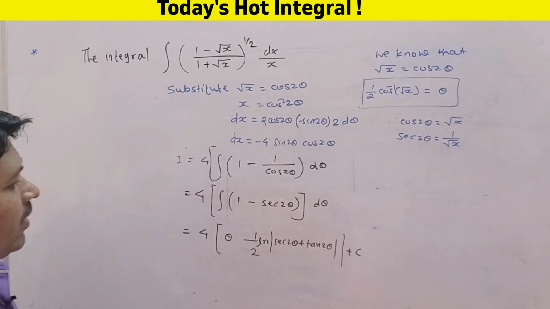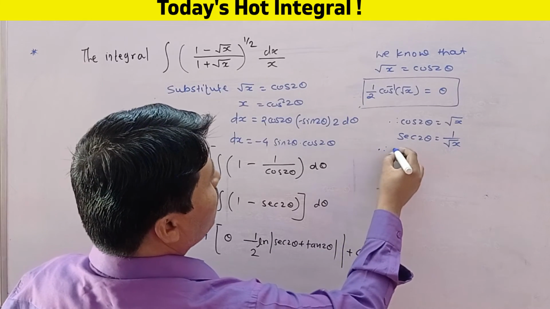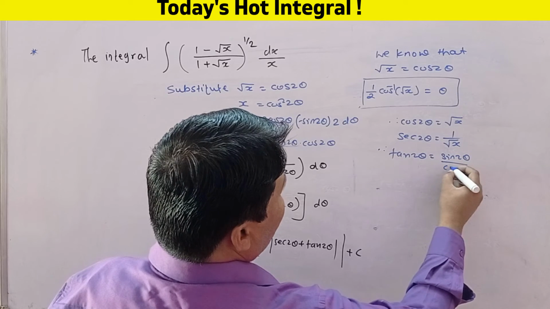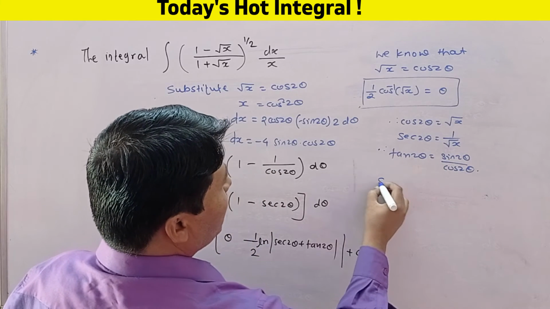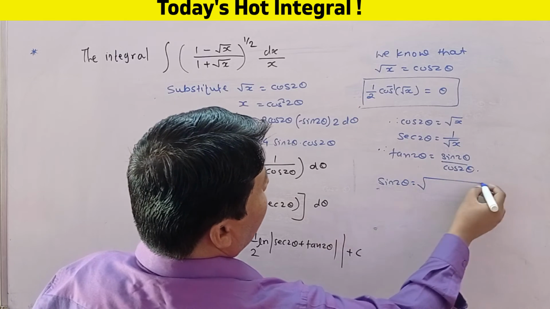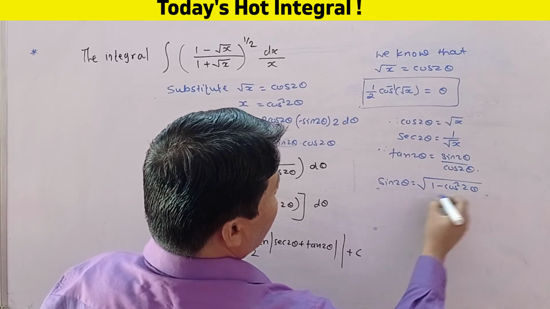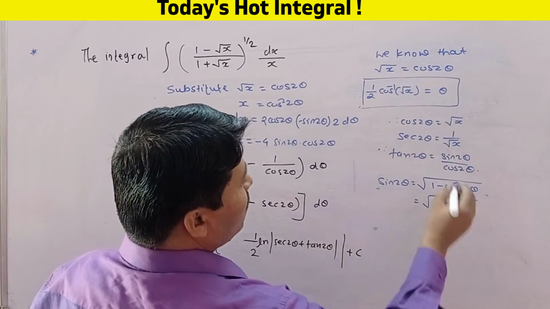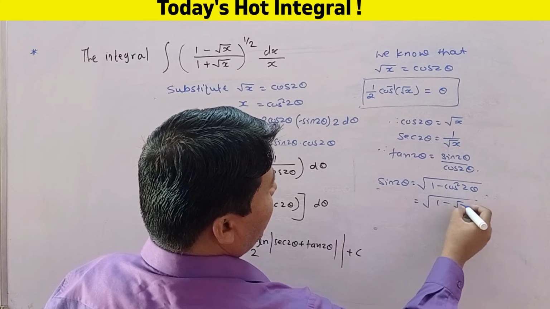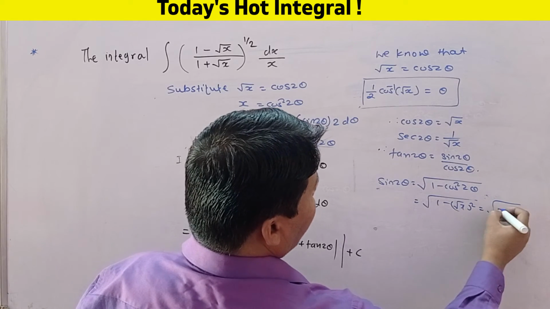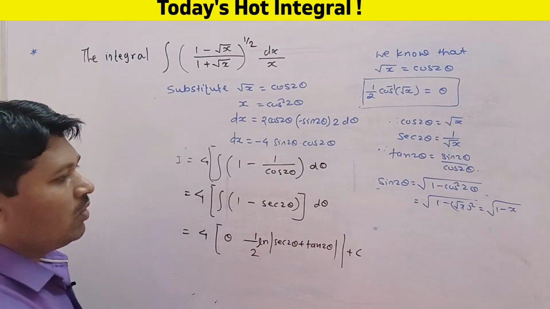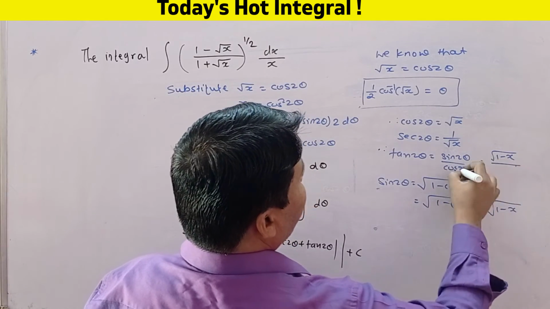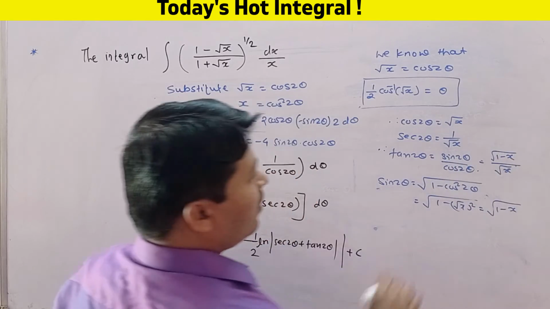Yes, okay. And tan 2 theta, we know that value. So tan 2 theta is equal to sin 2 theta divided by cos 2 theta, but we know that sin 2 theta we can write as under root 1 minus cos square 2 theta, so this becomes 1 minus, and we know that cos 2 theta is equal to root x, that means we can square here. Yes, okay. And we get here 1 minus x. So this is under root 1 minus x divided by cos 2 theta, which is equal to under root x.